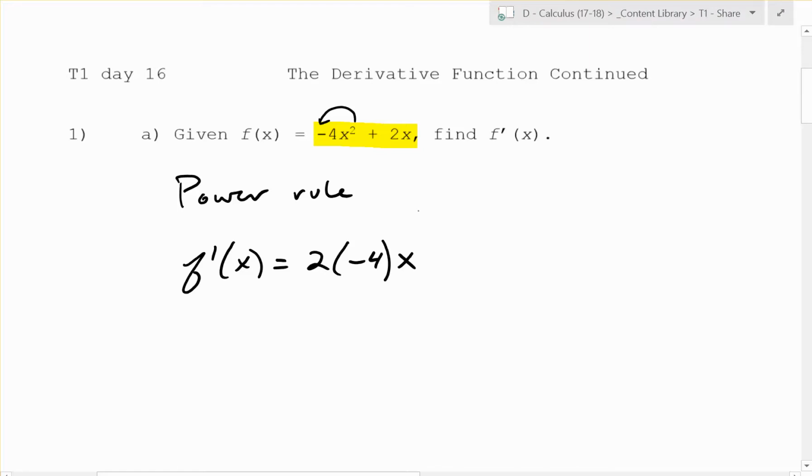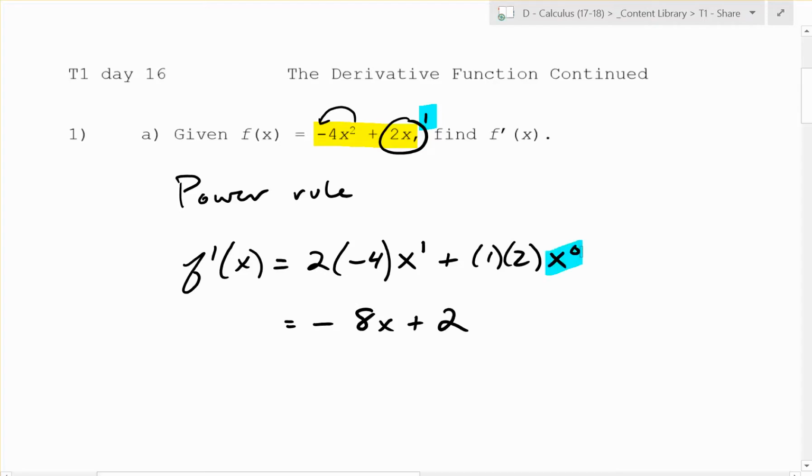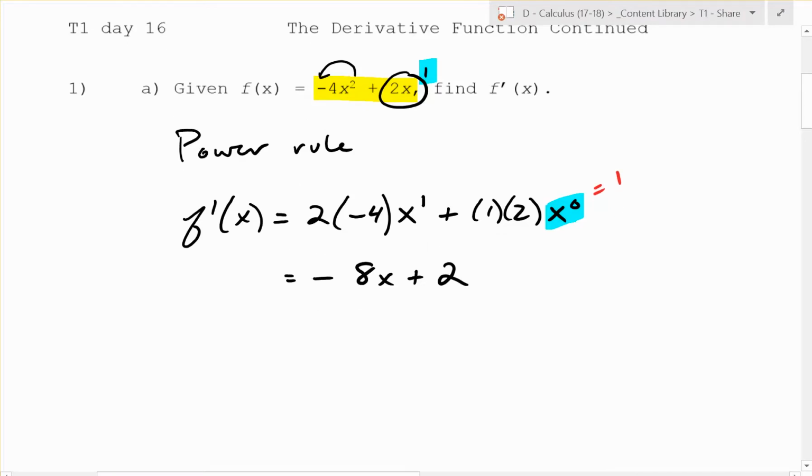You reduce the power by 1, so it's x to the first plus, and you do the same thing here where you drop the 1 because that's the power of x. It doesn't really do anything, but I'm putting it there for completeness, times 2, and then it's x to the 0. It becomes 0 because the power here becomes reduced by 1. You simplify this a little bit and you end up with negative 8x plus 2 because x to the 0 is equal to 1. Anything to the 0 power is 1. So when you have a polynomial, you can use the power rule and pretty quickly find the derivative function.